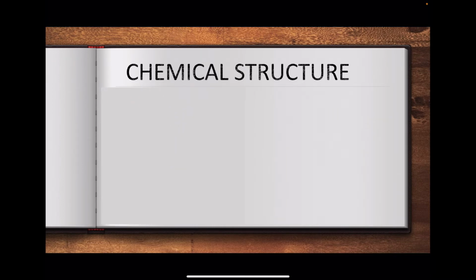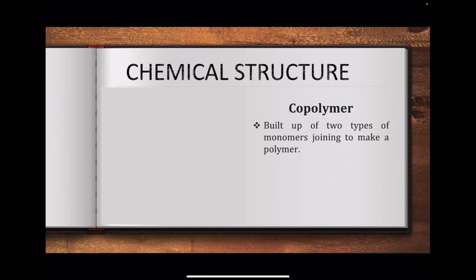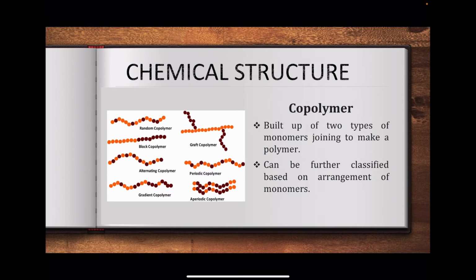The second type of polymer involving the chemical structure is copolymer, where this polymer is built up of two types of monomers joining to make a polymer. It can be further classified based on the arrangement of monomers. For example, random copolymer, block copolymer, alternating copolymer, gradient copolymer, graft copolymer, periodic copolymer, and aperiodic copolymer. Polymers that have this structure include polyethylene vinyl acetate and nitrile rubber.